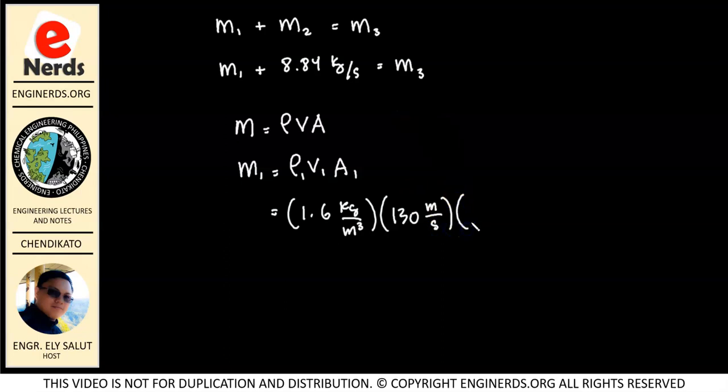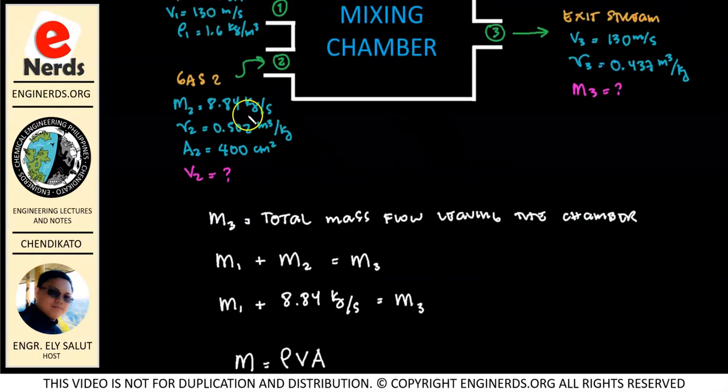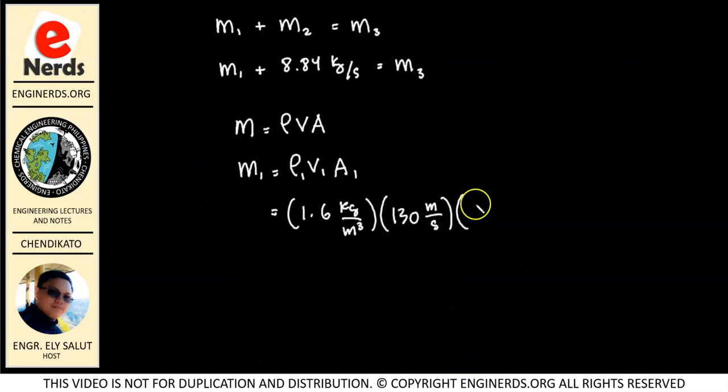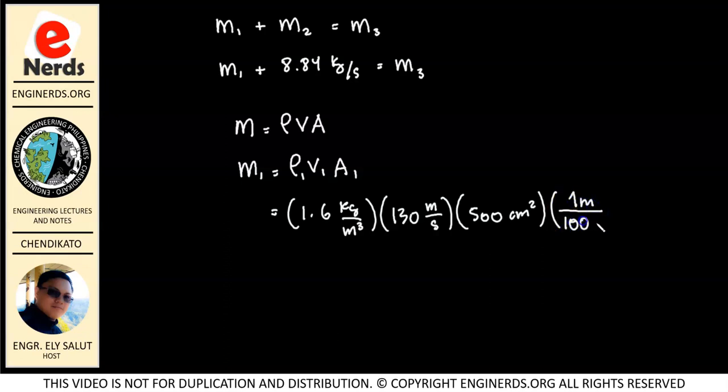And then, yung ating cross-sectional area in stream 1. So, we have 500 square centimeter. No? So, 500 centimeter squared. Okay, pero lahat ng ating unit is in meters. So, kailangan natin i-convert itong ating area. So, for every 1 meter, we have 100 centimeter and this will be squared. Okay, so if you're going to look at our units, we have centimeter squared here. Dito naman centimeter, but it will be squared also. So, this will be cancelled out.